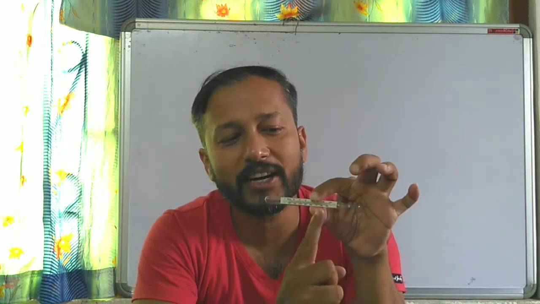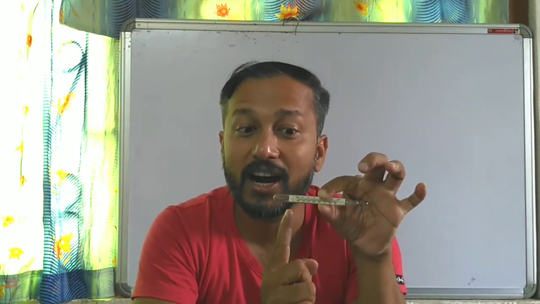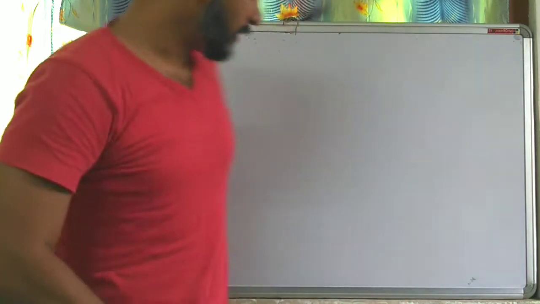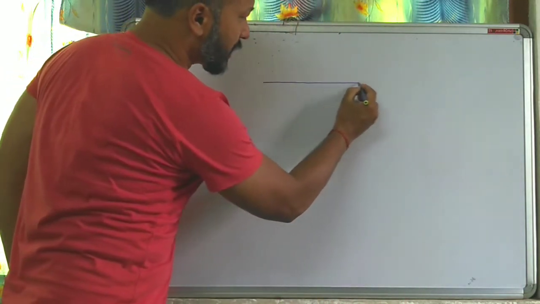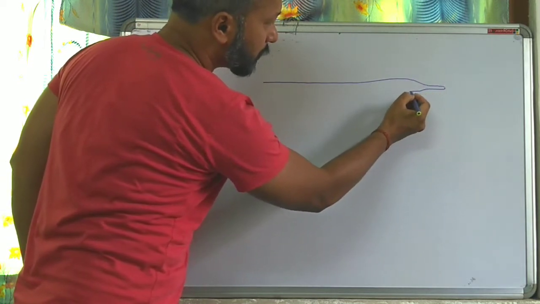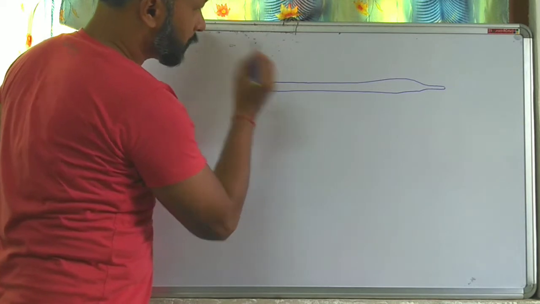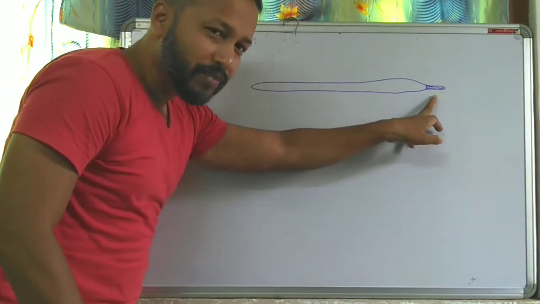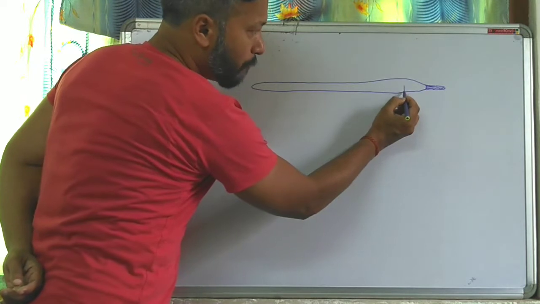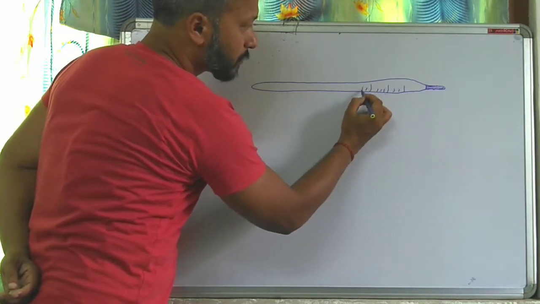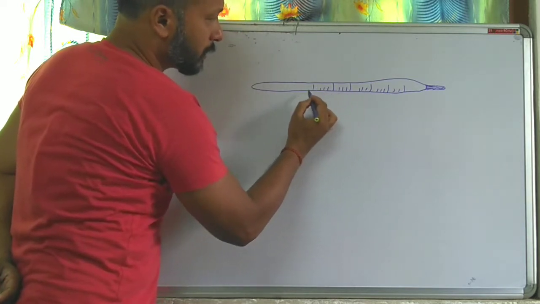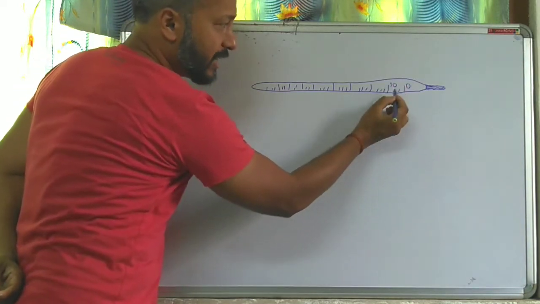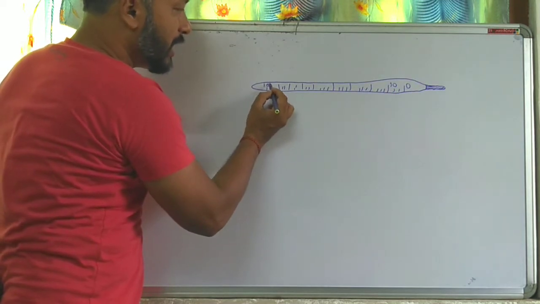Then 0, 10, 20, 30, 40, 50, 60, 70, 80, 90, 100. It ends at 100. So let us draw it once. Say this is my thermometer. This is the thermometer, and this is the mercury chamber. This chamber is filled with mercury. If you see, a lot of marks are there. First is 0, 10. In this way it will continue, and it will continue till 100.